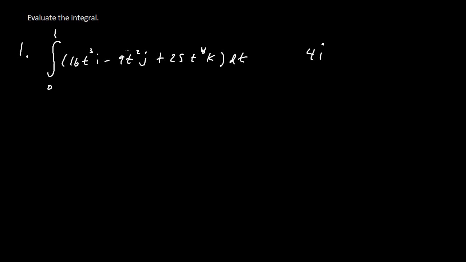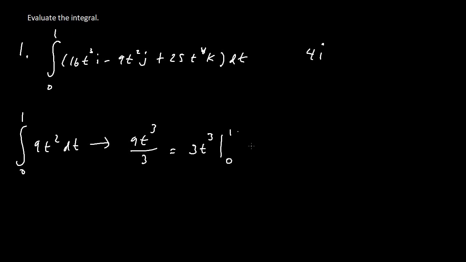So now let's go ahead and take the integral of 9t squared for our y component. So the integral from 0 to 1 of 9t squared dt is going to be 9t cubed over 3. So we'll get 3t to the third power. Now, same process, we're going to evaluate from 0 to 1. So we'll get 3 minus, when I plug in 0, we'll get 0. So we're left with 3. So notice there's a minus here. So we're going to have minus 3j.